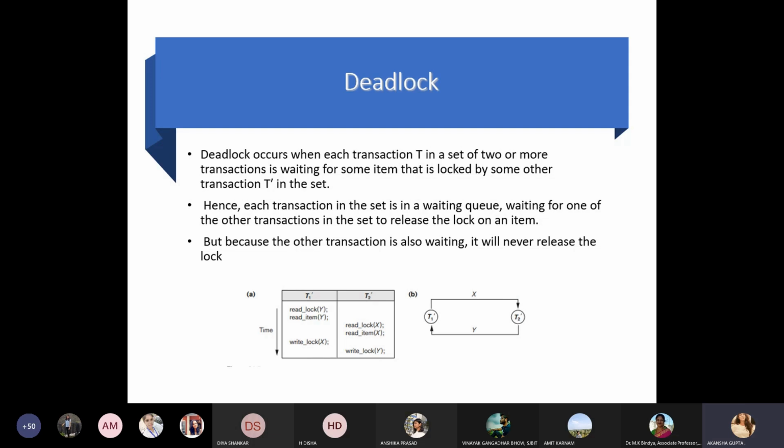In the below example, you can see where two transactions T1' and T2' are deadlocked in a partial schedule. T1' is in the waiting queue for X, which is locked by T2', whereas T2' is in the waiting queue for Y, which is locked by T1'. Meanwhile, neither T1' nor T2' nor any other transaction can access items X and Y.